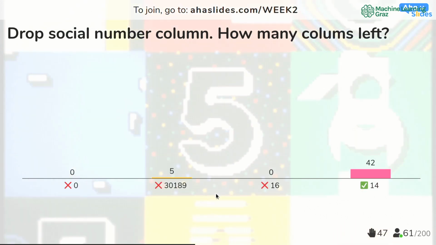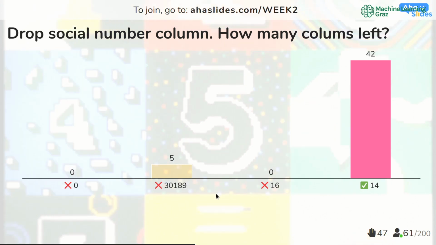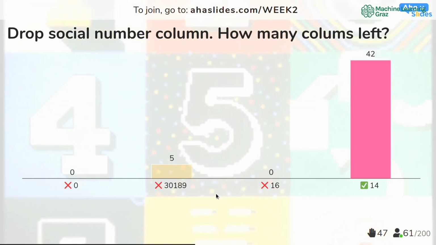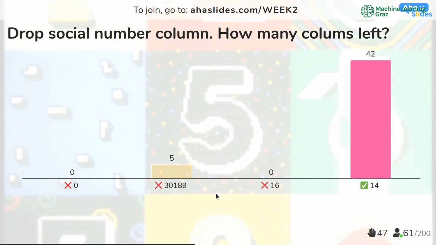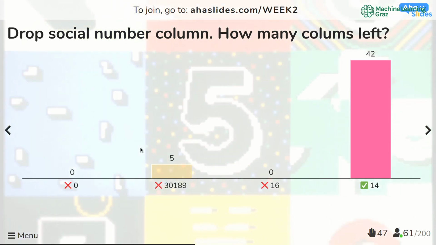Okay, time's up. Let's see how you did. Almost everybody got it right. Some people answered 3,000. That is not the question. The question was not how many rows, but how many columns there were. So the solution was the following.